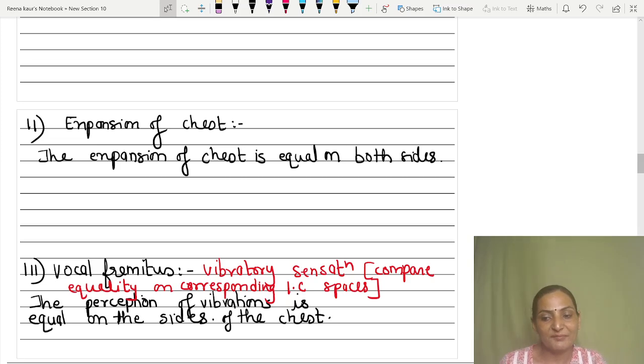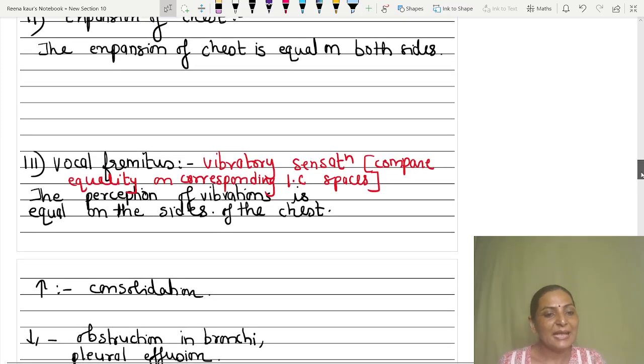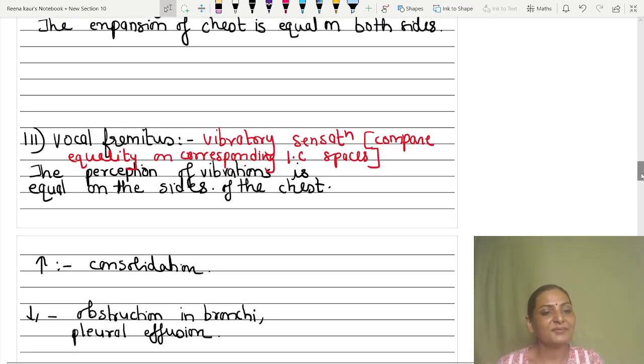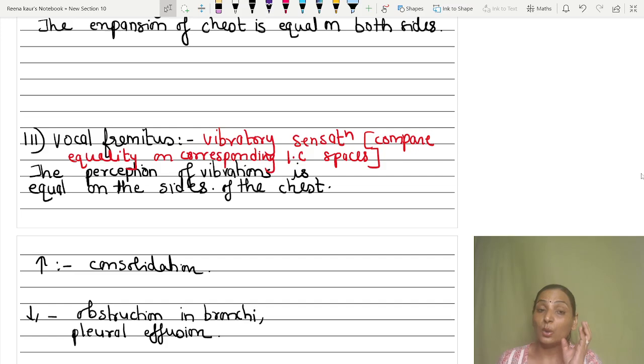Now, what is tactile vocal fremitus? It is the vibratory sensation, and the perception of that vibration is what you feel from the ulnar side, and you will say that it is equal on both sides. You should always compare. Okay, then only your answer and your performance becomes correct.